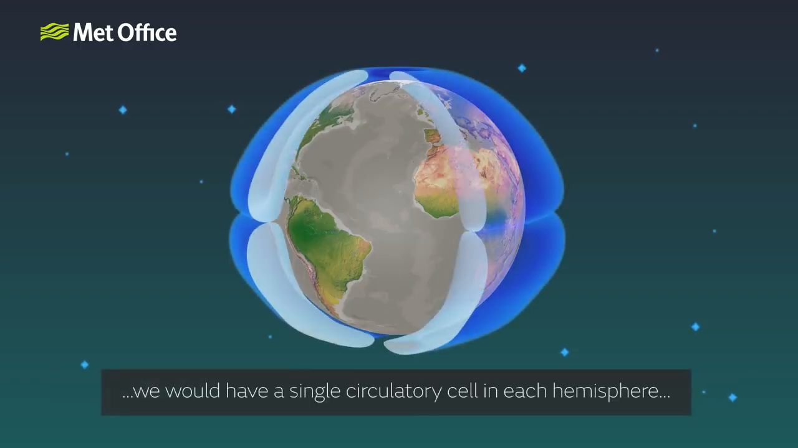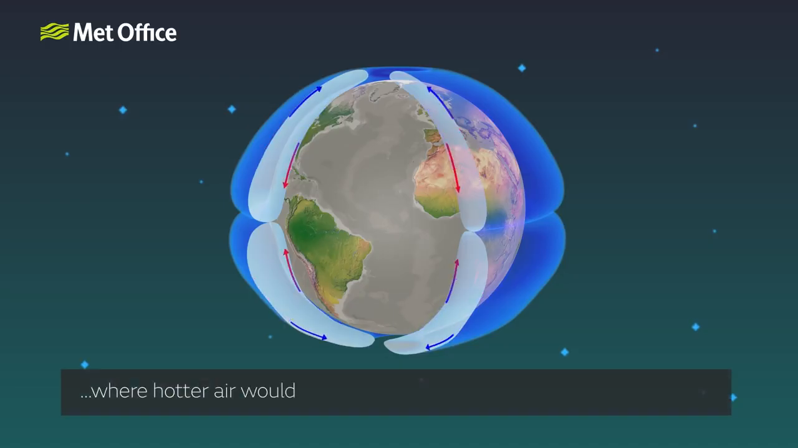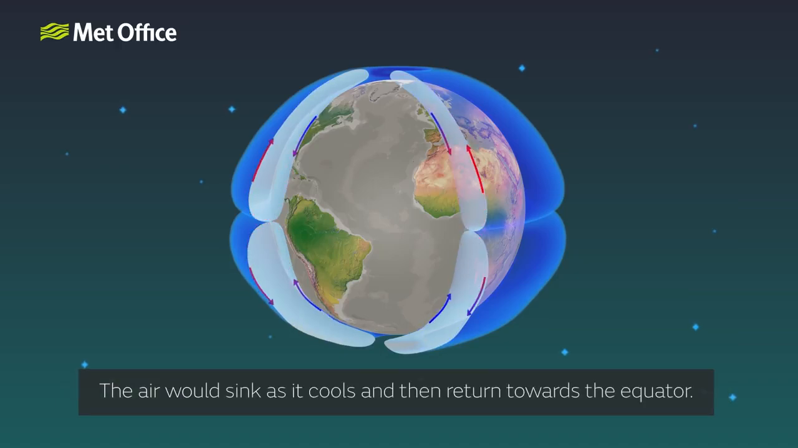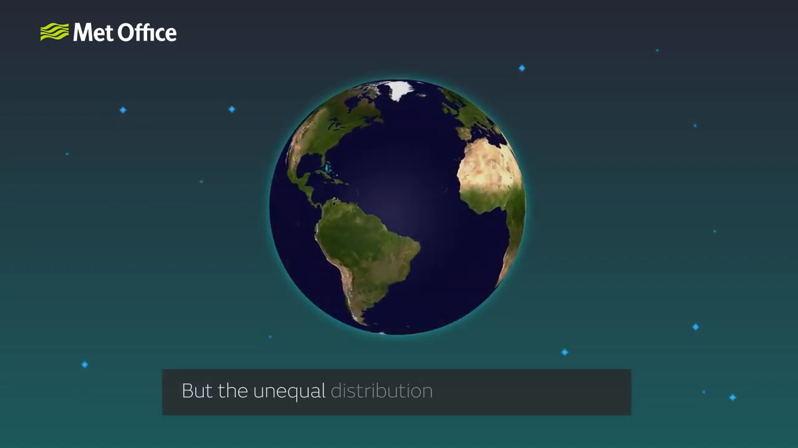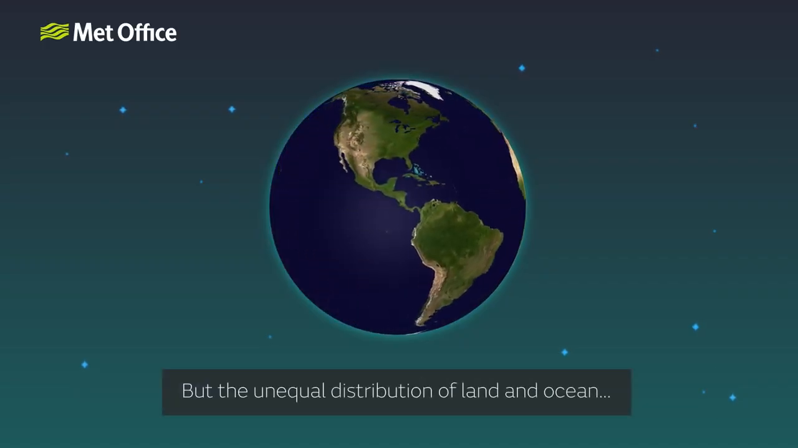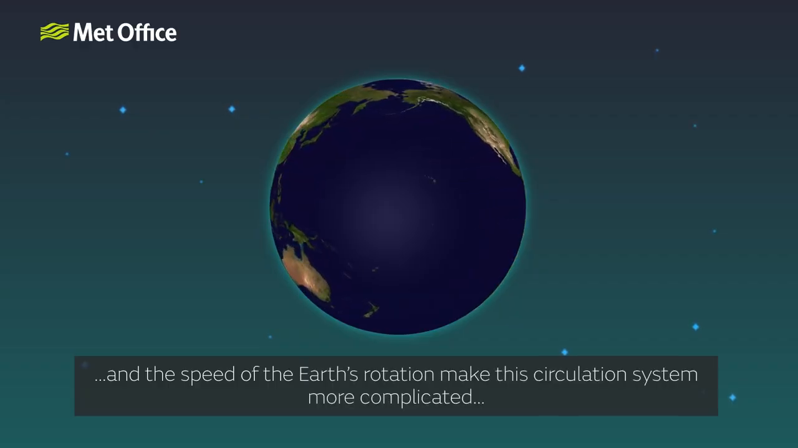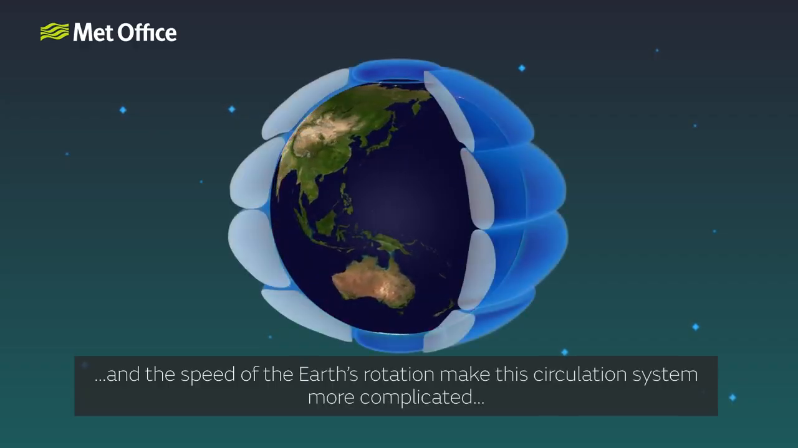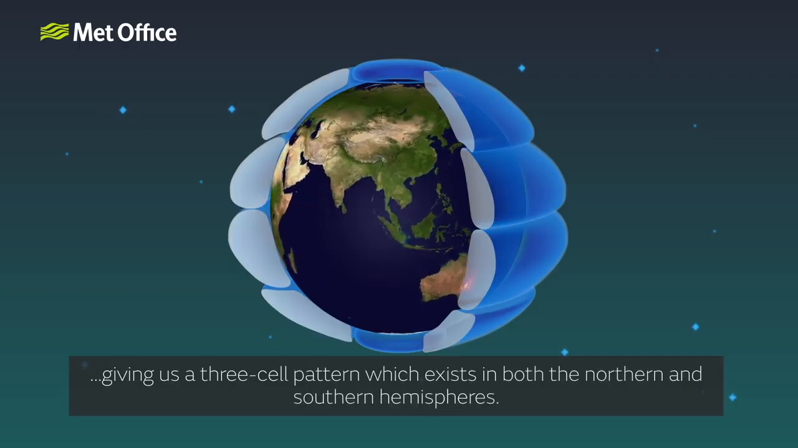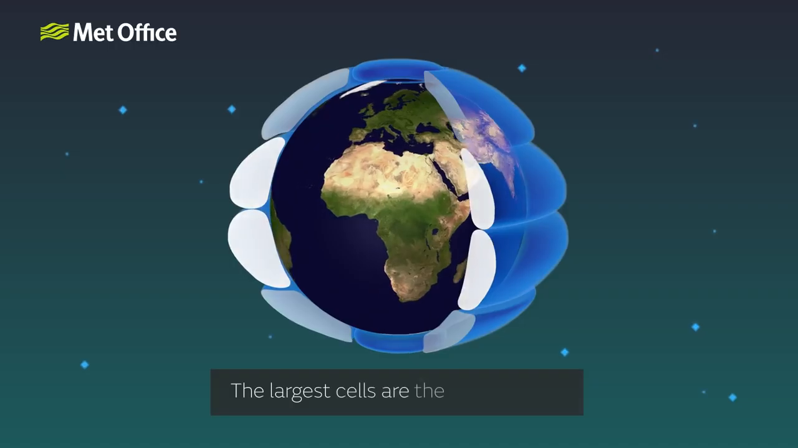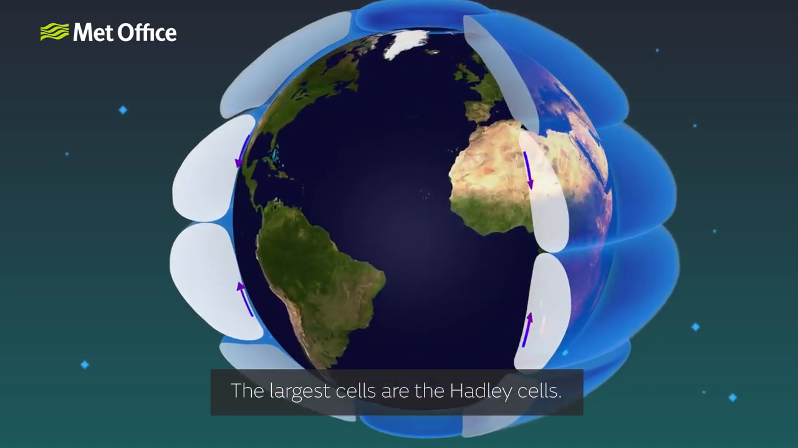cell in each hemisphere, where hotter air would rise at the equator and flow toward the poles. The air would sink as it cools and then return towards the equator. But the unequal distribution of land and ocean and the speed of the Earth's rotation make this circulation system more complicated, giving us a three-cell pattern which exists in both the northern and southern hemispheres. The largest cells are the Hadley cells.